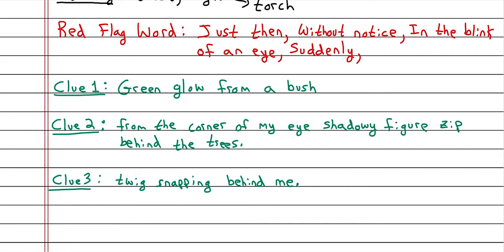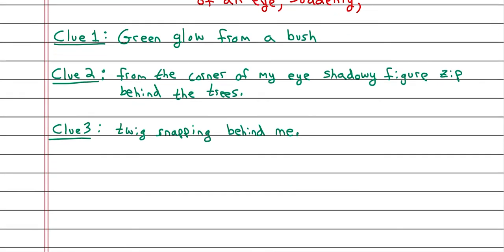So now that we've got our 3 clues, what we need to do is have our character reacting for every clue. We need to have our character reacting for every single clue, and it has to be realistic, okay? So imagine yourself being the character. How would you realistically react to everyone?